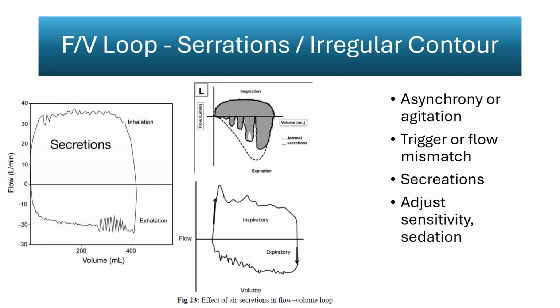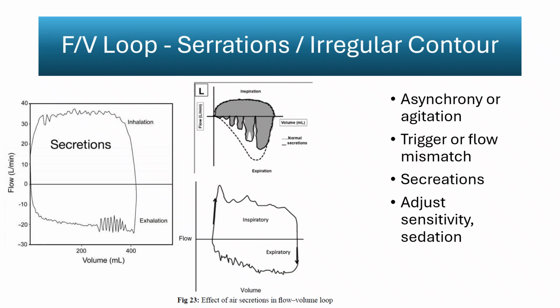Serrations, or an irregular, jagged contour on the flow volume loop, indicate that flow is fluctuating rapidly and unpredictably during the breath. Instead of forming a smooth inspiratory and expiratory pattern, the loop develops small oscillations, sawtooth edges, or uneven deflections along either limb. One common cause is secretions. As mucus moves within the airway or the endotracheal tube, it intermittently alters resistance. Each small shift changes flow for a brief moment, producing the serrated, choppy pattern on the loop.